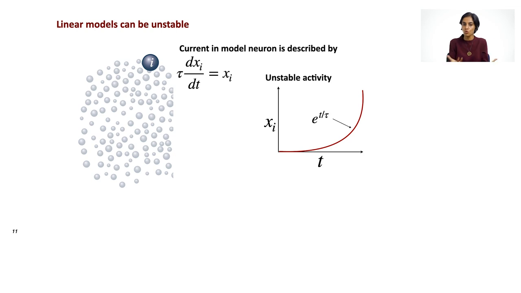Linear models can do only two things. They can either decline to zero, decay to zero at long term, which is sometimes called a trivial fixed point, or they can explode and become unstable. And we will return to this even when we're talking about neurons that are sitting not dissociated like you see in the schematic, but within the context of a network.